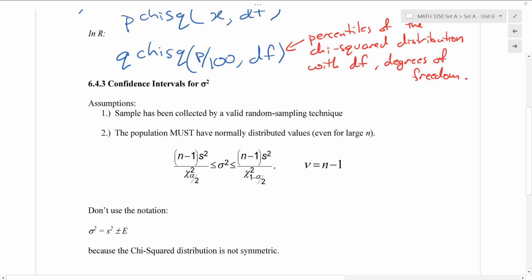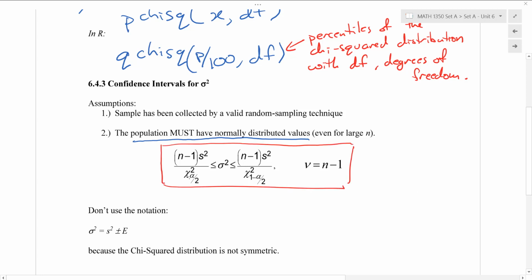There are a couple of assumptions that we need in order to be able to apply the formula that we see here. So of course, the sample must be collected using a valid random sampling technique. This is natural. The second case here is more interesting for us. It's the case that the population itself must be normally distributed, even if n is large. So in some of our other tests, if n is big enough, it doesn't really matter if the population is normal or not. But in this case, we will not be able to apply this formula in the case where our population is not normal.